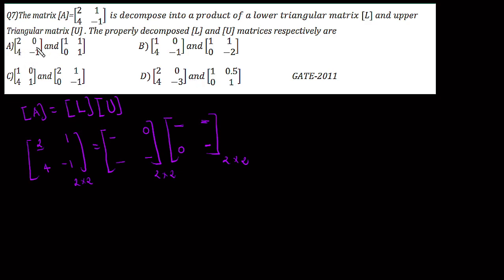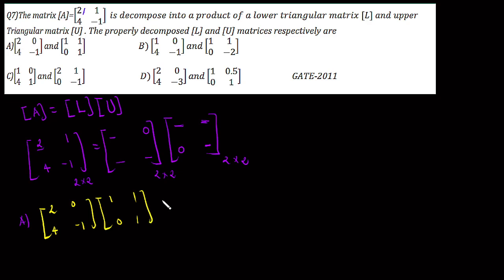Simply we have to multiply these two matrices and we have to check whether we are getting this matrix A or not. But here we do not have to multiply it fully, because if we multiply this first, we are finding the first entry after the multiplication. If it gives me a 2, then I proceed for the next entries, otherwise I move to the next option. So now let's start from the option A. So option A has matrices like it has value of 0, 2, 4, -1. It is a lower triangular, and the upper triangular matrix has value of 1, 1, 0 and 1.